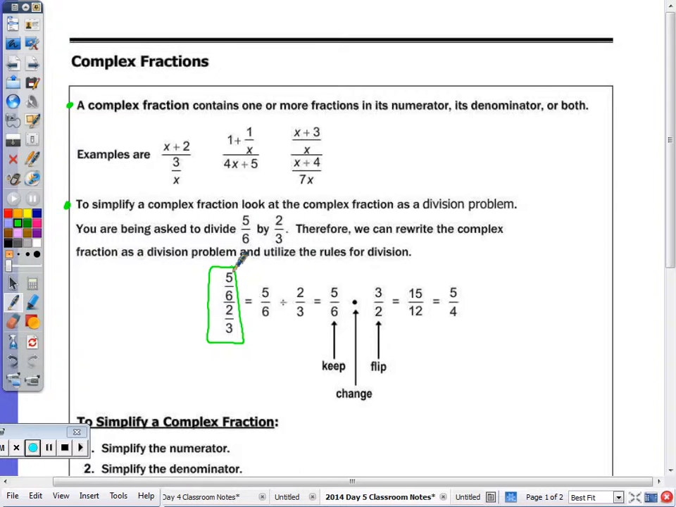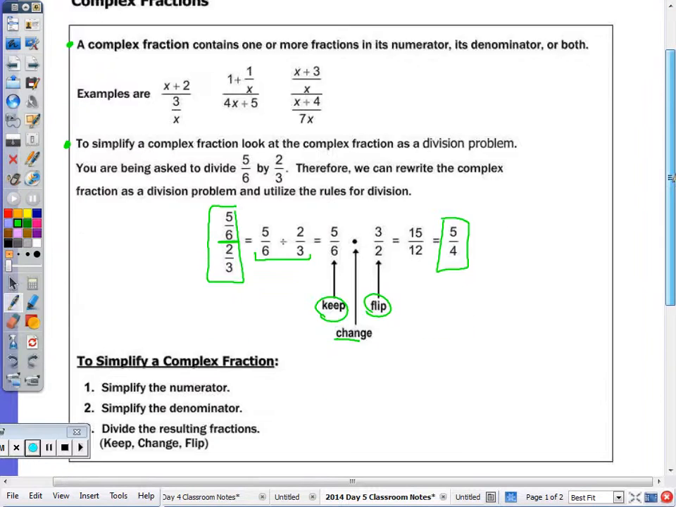Now realize, whether you write it up and down, that's the same as if you were to write it across, okay? And remember, when dividing fractions, we do the keep, change, flip, okay? 5/6 times 3/2, we end up multiplying it 15 over 12, and then, again, if possible, we simplify.